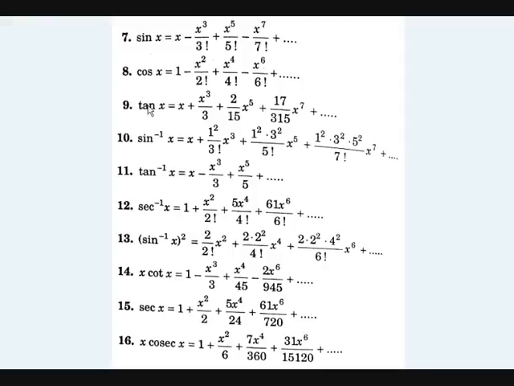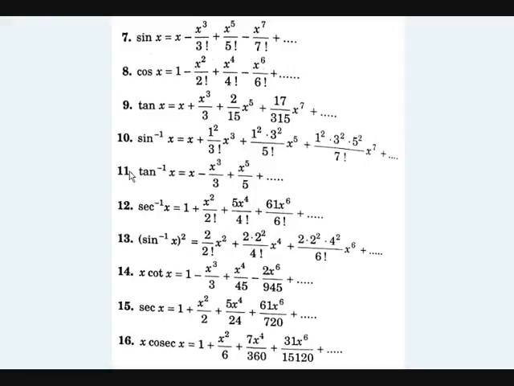Now tan x. What is the expansion of tan x? As you can see, tan x is equal to x plus x cube by 3 plus 2 by 15 x power 5 plus 17 by 315 x power 7 and so on. Now if we go to inverse trigonometry, sine inverse x can be expanded as x plus 1 square by 3 factorial x cube plus 1 square into 3 square by 5 factorial x power 5 plus 1 square into 3 square into 5 square by 7 factorial x power 7 and so on.